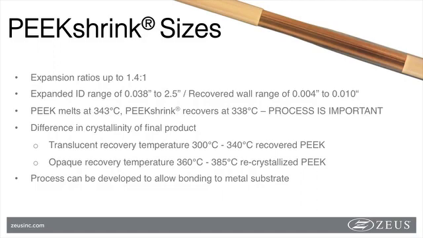Our recommended recovery temperature for PEEK shrink is 337 degrees Celsius, and PEEK melts around 343 C, making the recovery process very important. It is also important because PEEK is a semicrystalline material with very different properties in amorphous versus crystalline states. We discussed some of them already, but let's take another look. The so-called translucent recovery is achieved when material is subjected to temperatures as high as 340 C. However, one can further heat the material and obtain a recrystallized product. Material will become opaque, and this difference in crystallinity will result in different properties.